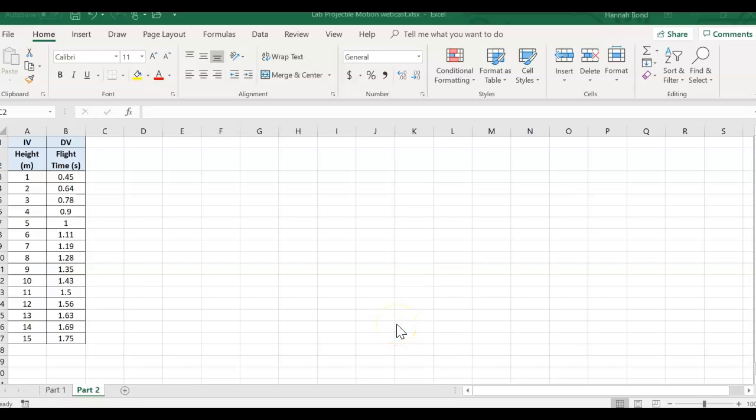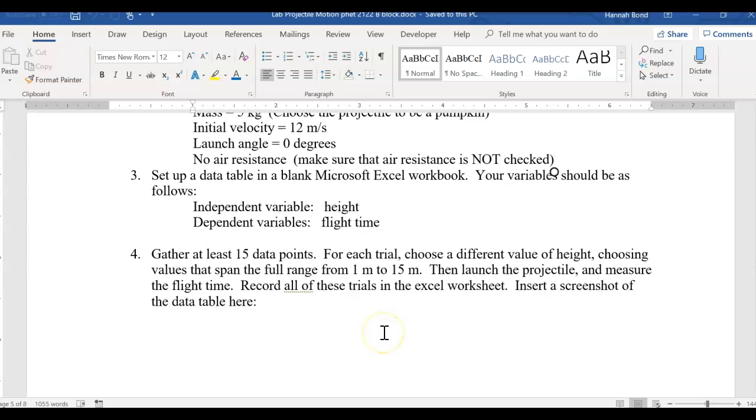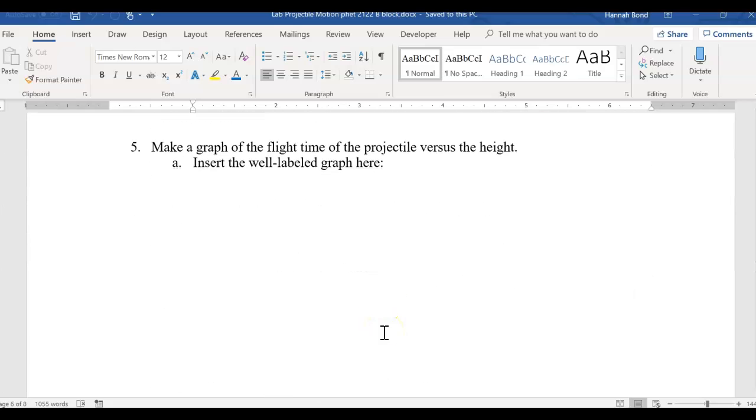Okay, this webcast continues part 2 of the Projectile Motion Lab. So hopefully you have a table of data similar to this now, where you have changed the height of the cannon and measured the flight time. So we're at step 5, I think. It says make a graph of the flight time of the projectile versus the height. So let's do that.